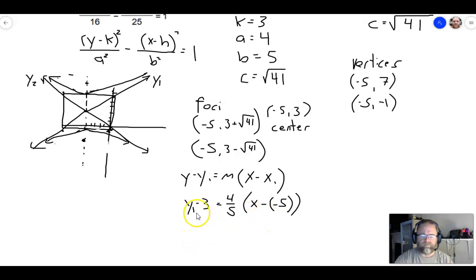Therefore, you can go ahead and simplify that and put that into y-intercept form if you want, and then y2. So y2 minus 3, we're going to use the same point, is equal to negative 4/5. Remember, it goes up 4 and to the left 5. And that would be x minus that negative 5 there, which could end up becoming x plus 5.